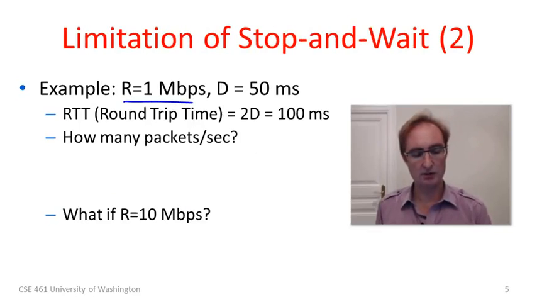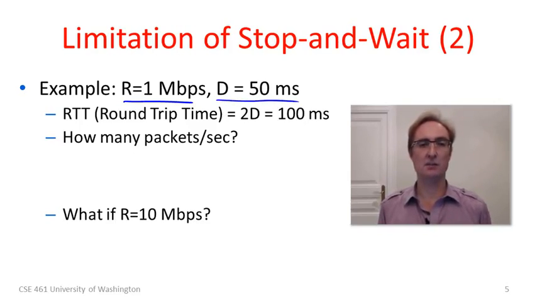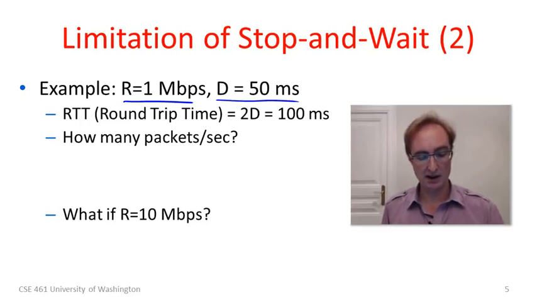Imagine that we have a network with a rate of 1 megabit per second, that's the capacity of the network, and the propagation delay is 50 milliseconds. So the round trip time will be 100 milliseconds. How many packets a second can we transfer reliably over this network using stop and wait, which will turn out to be a sliding window of size 1? Well, I can see by inspection that if it takes 100 milliseconds, that's 1/10 of a second, to send a bit to the other side and back, then at most we'll be able to send 10 packets a second.